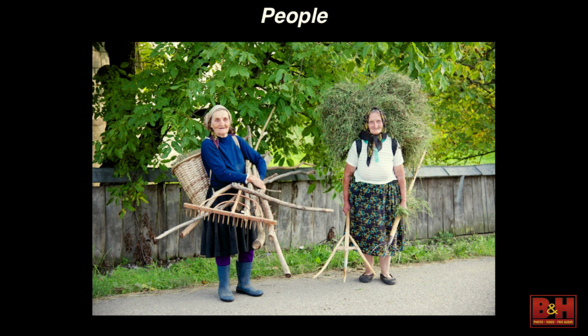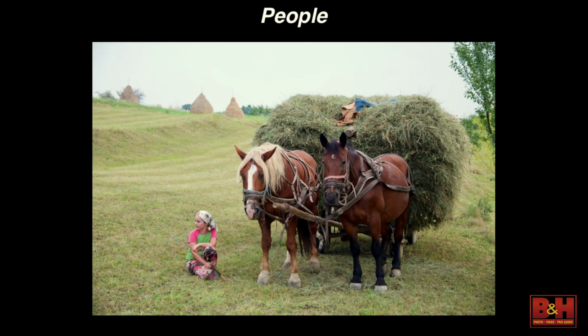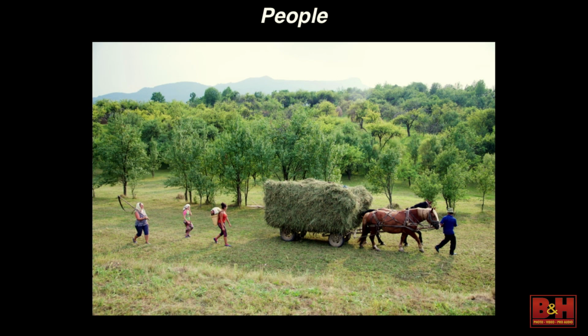So you'll see older folks like this. Everyone's helping. This family had a team of horses, so you can see the haystacks in the background. This is a town called Breb.